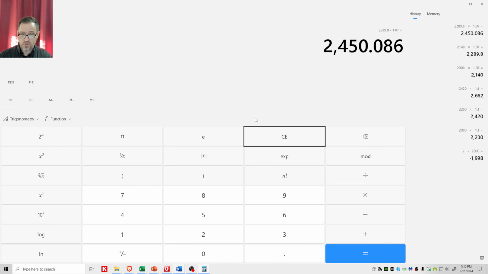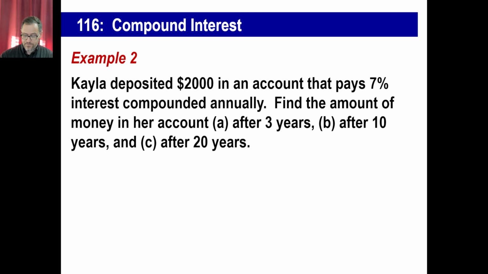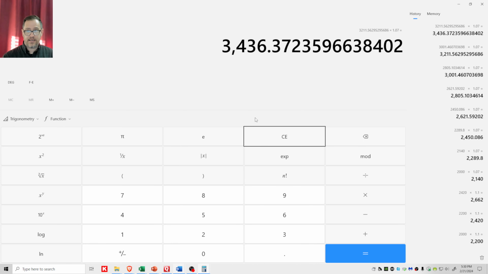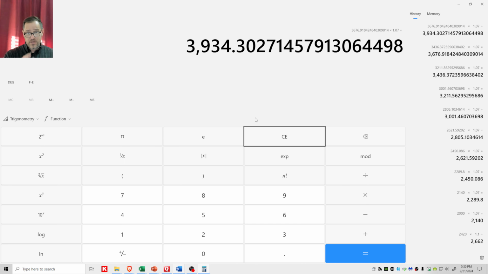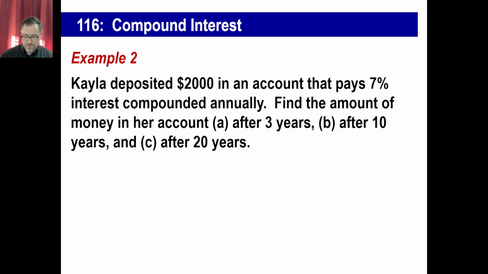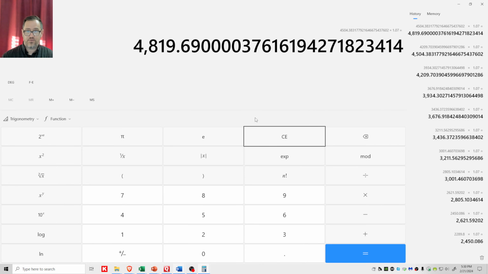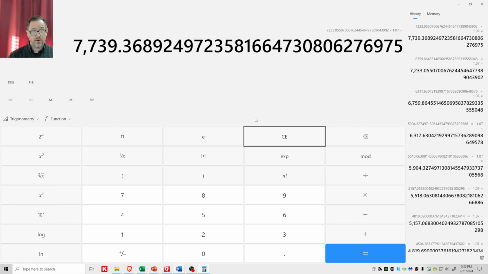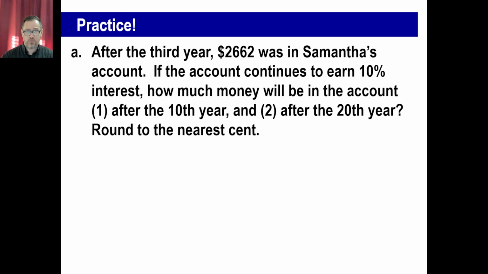Now it says after 10 years, so you would just go 4, 5, 6, 7, 8, 9, 10. Okay, that's $3,934.30. Okay, let's go 20 years. 11, 12, 13, 14, 15, 16, 17, 18, 19, 20, and you have $7,739.37. So that is just $2,000. Leave it there 20 years, and the interest just piles up on top of itself. Then you have that much, and there you go. That's compound interest.